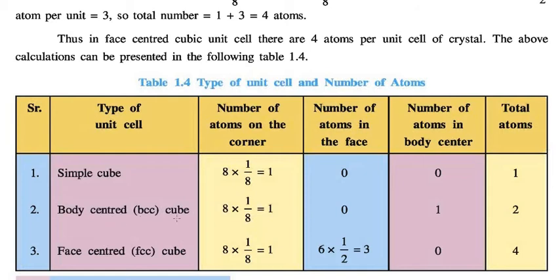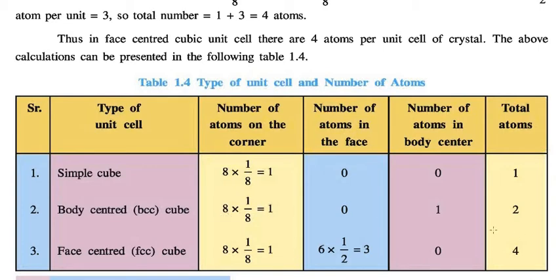If you are talking about BCC, what happens with the corner? The corner contribution is 1 by 8 in all the cubes. It remains the same, in all types of cubes, whether it is a simple cube, body centered or face centered. That is going to remain the same.